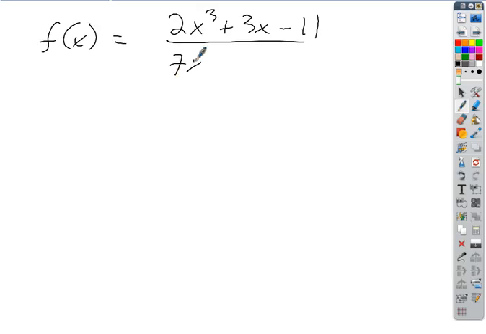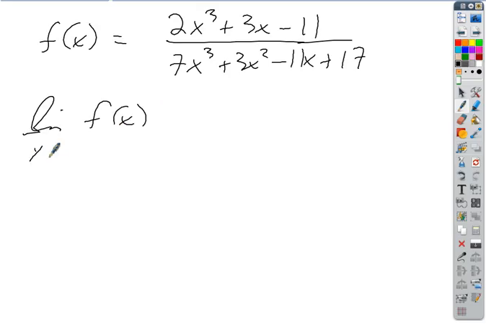Let me do one example real quick, and then I'll turn this off. Okay, so tell me what this is. I want to know if f of x equals 2x cubed plus 3x minus 11 over 7x cubed plus 3x squared minus 11x plus 17. 2 sevens. What's our limit? 2 sevens.